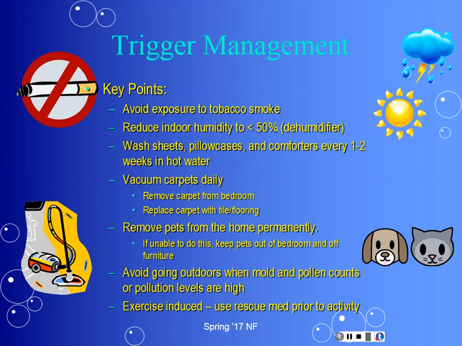Okay, so trigger management. This is where we are going. So we want to avoid exposure to tobacco smoke. You don't want them smoking in the car, with the kid in the car. You want to reduce the indoor humidity to less than 50%. Asthmatic kids do better in a drier climate, so you may need a dehumidifier. You want to wash the sheets, pillowcases, and comforters every 1 to 2 weeks in hot water. They want you to wash them at greater than 130 degrees.